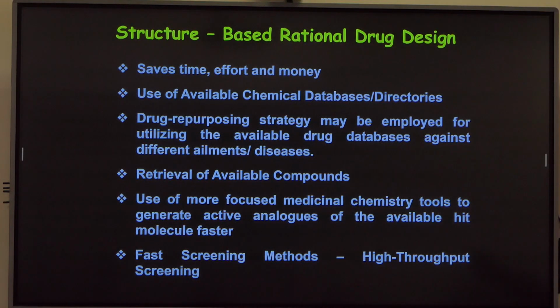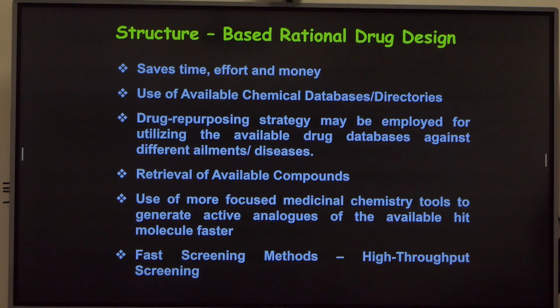Drug repurposing strategy is being used every time. Whenever a new pathogen comes, all these database drugs are tested. The initial thing people do is this one, okay? Then retrieval of available compounds is possible the way I told you.